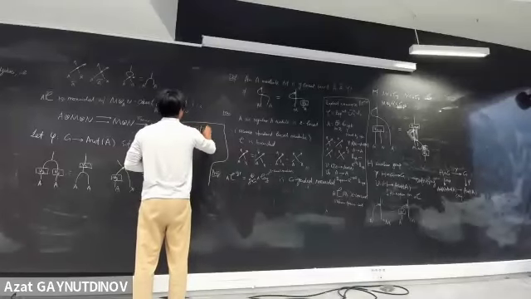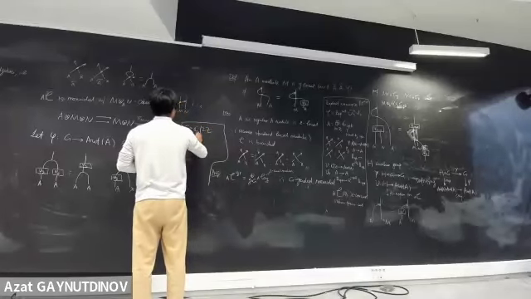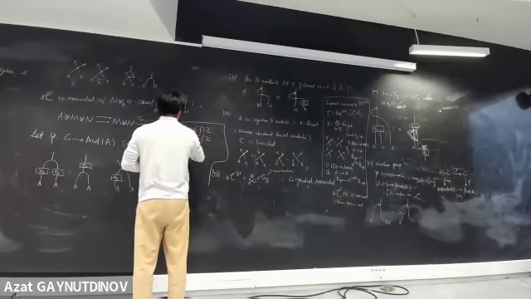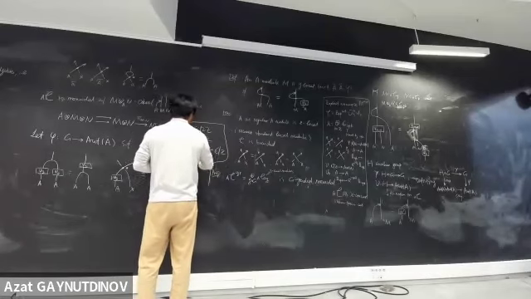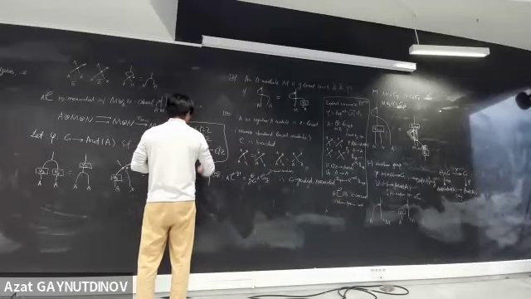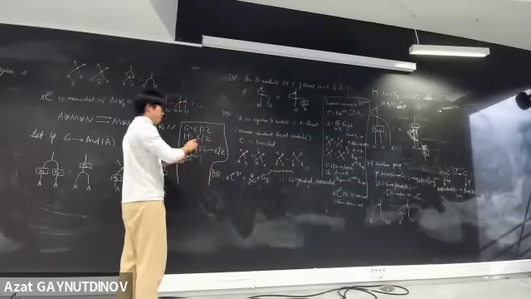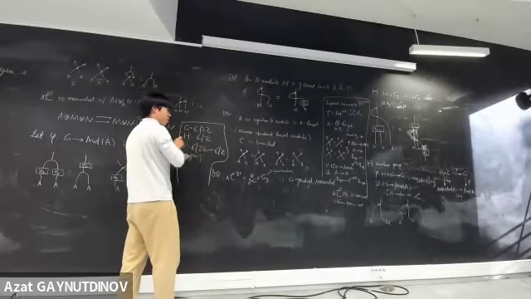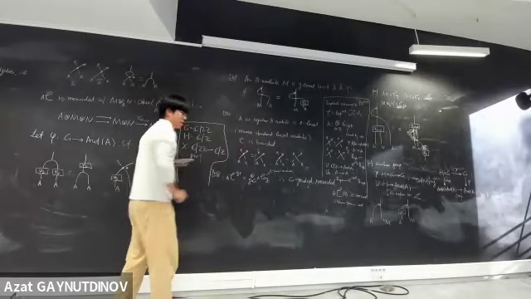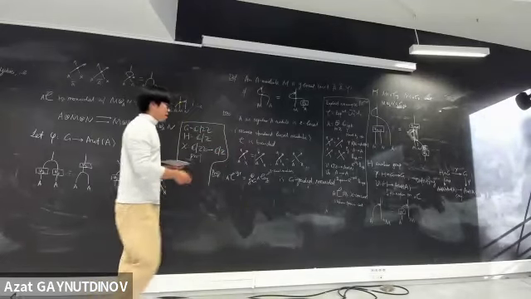G is C mod 2Z. H is C mod Z. And chi is the projection. So like x and x plus 1 sending to the same group element here.